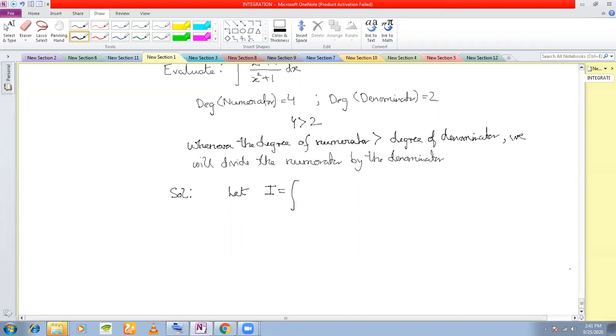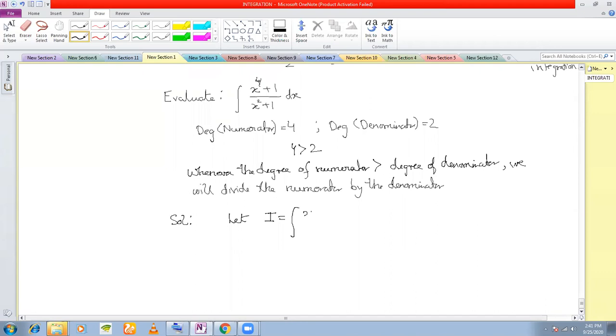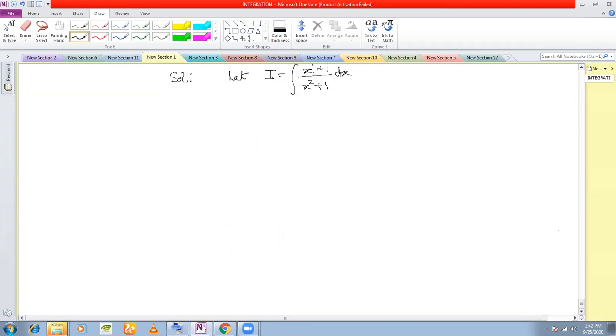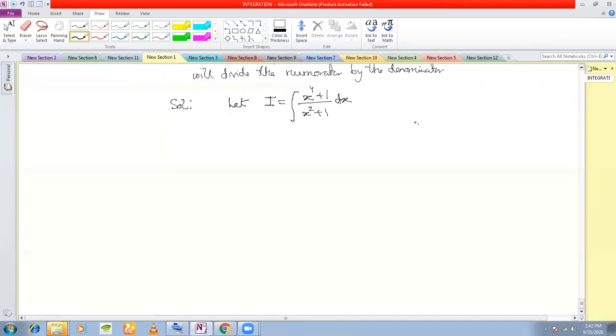You take I is equal to the integration of (x to the power of 4 plus 1) by (x square plus 1). You divide directly. How do I divide? I divide x to the power of 4 plus 1 by x square plus 1. In order to get x to the power of 4, I multiply by x square. So x square plus 1 into x square gives you x to the power of 4 plus x square. Now you subtract.